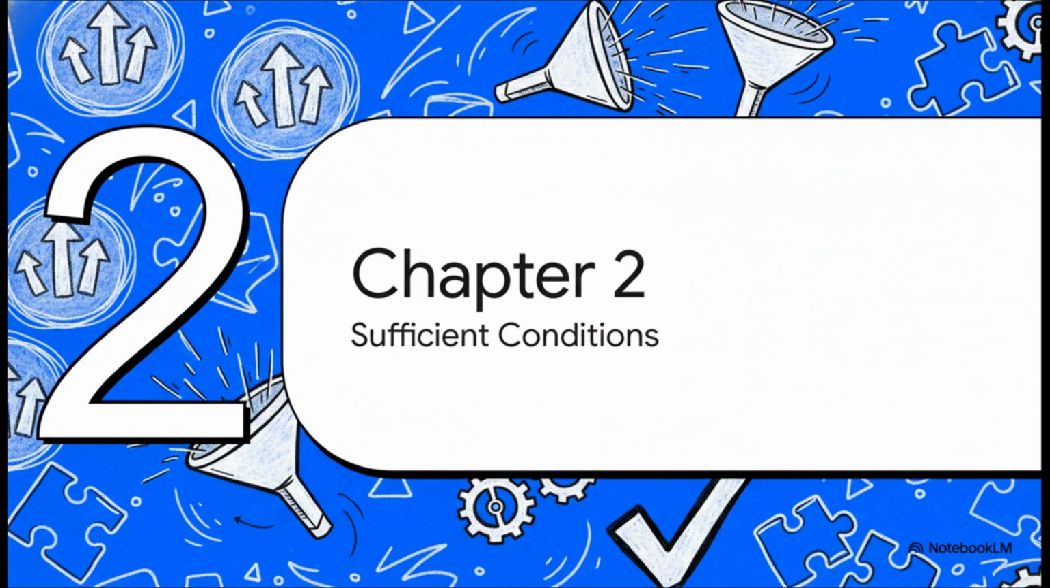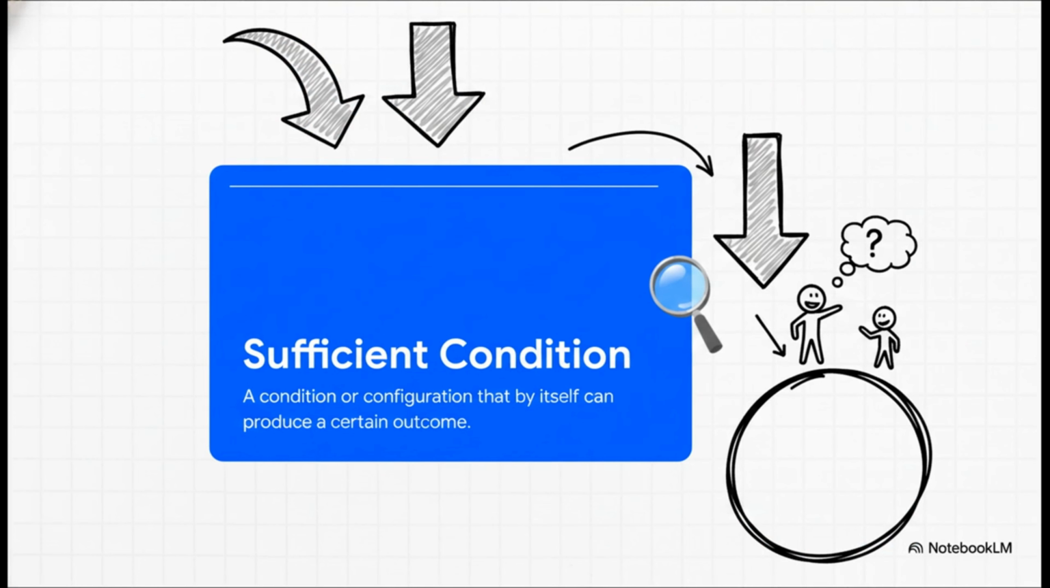Moving on to Chapter 2, Understanding Sufficient Conditions. Okay, so if necessity is about what's required, sufficiency is all about what is enough. If a condition or a specific combination of conditions is sufficient, its mere presence guarantees the outcome is going to happen. As Dr. Mira tells her student, when you have this, you will always get the outcome.